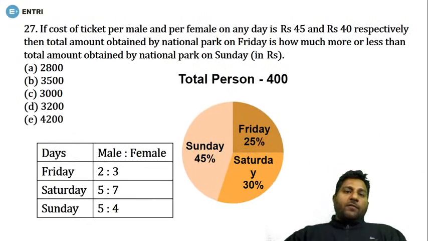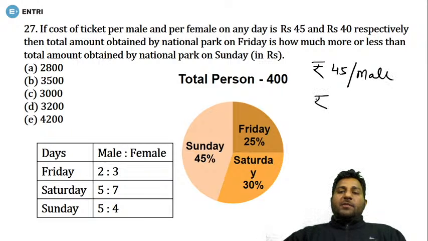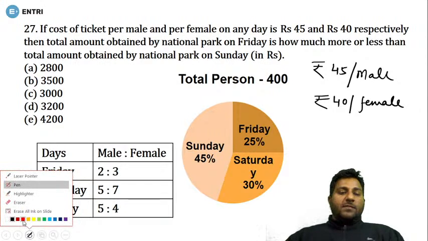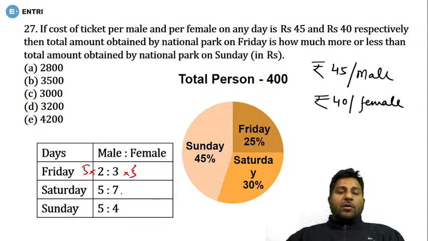Next, if the cost of a ticket per male and per female is rupees 45 per male and rupees 40 per female respectively, then the total amount obtained by the national park on Friday is how much more or less than the total amount obtained by the national park on Sunday? Okay, so first of all we need to convert it into the percentage. Look at this. I hope you all have understood it. So we need to find out the data of Friday and Sunday. So Friday and Sunday will be compared.